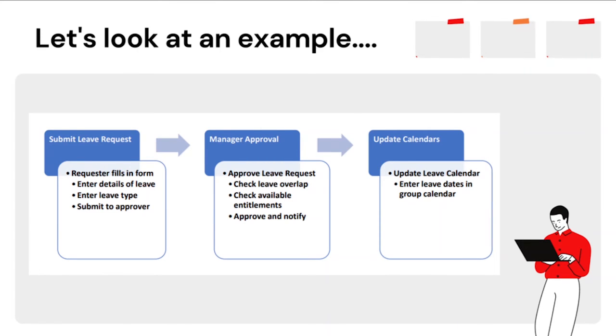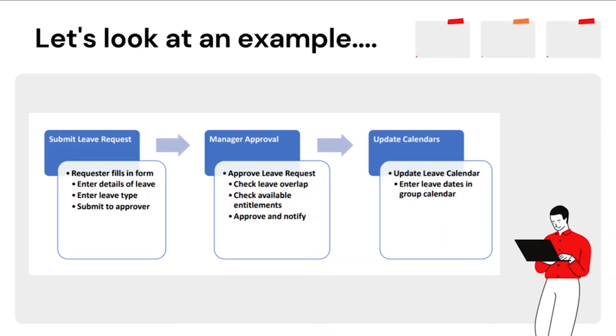It's probably not as big as I'd like it to be, but you can see here, so we'll take a look at an example. This row here is the process. This is a work step, so this line here, and these are the work step tasks. So we need to submit a leave request, fill in a form, enter the details, the type, and submit it to the approver. So that's the tasks in that work step.